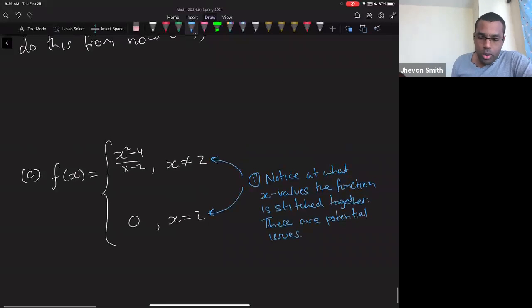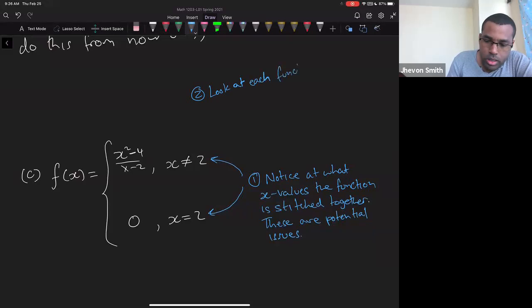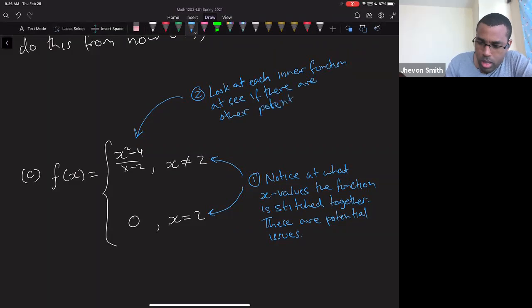Okay. The second thing you're going to want to notice is to look at each function in here and see if there are other potential problem x values.